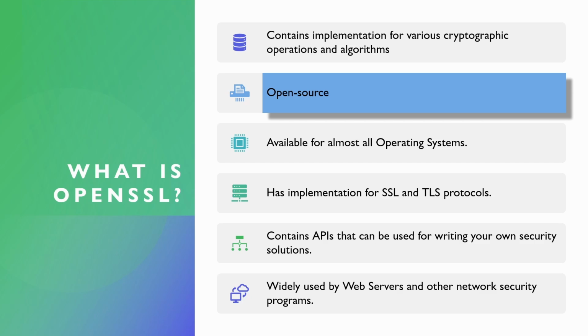OpenSSL is open source, which means you are free to download and use it. You are allowed to make changes in its source code and build something new out of it. You're allowed to distribute your own modified software as described in the open source license. You are also allowed to freely use it for commercial and non-commercial use.